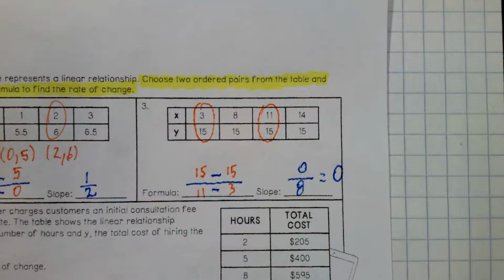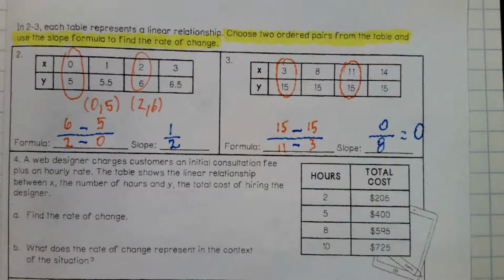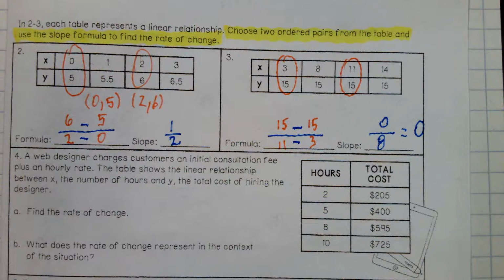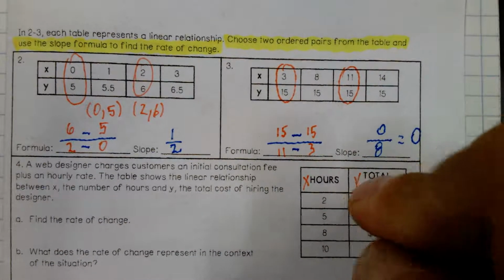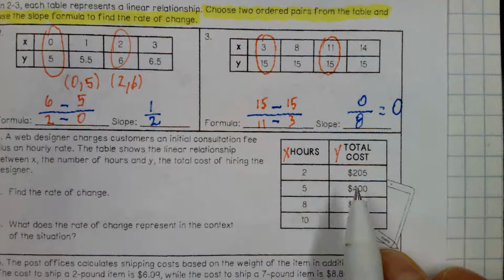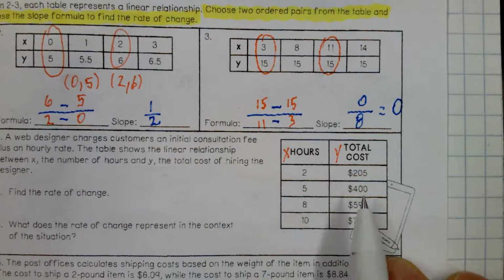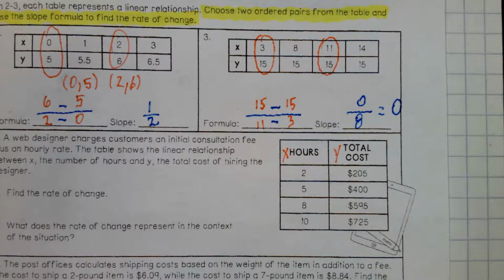Okay. Number 4 says a web designer charges customers an initial consultation fee plus an hourly rate. The table shows the linear relationship between X and Y, and X is the number of hours. So this is X. And Y is the total cost. So you can see for 2 hours, the total cost is 205. 5 hours, it's 400, etc.